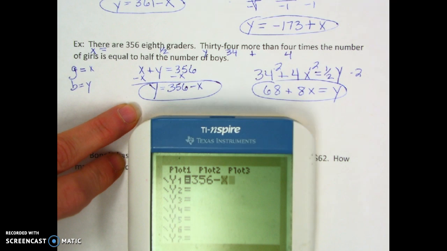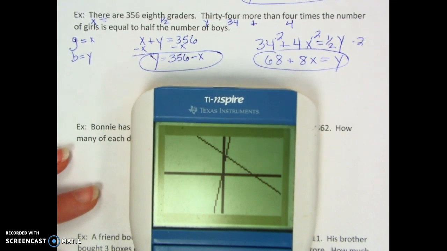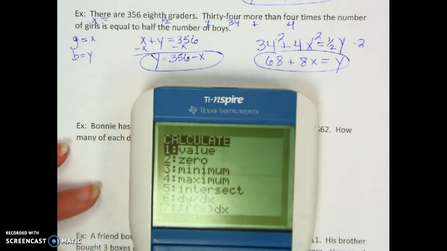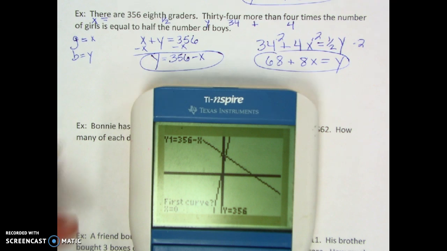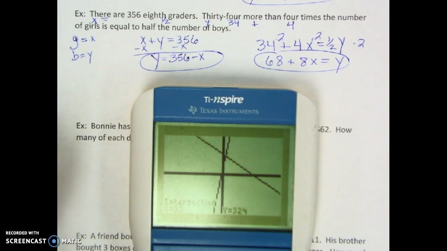356 minus x and 68 plus 8x. All right, and we'll see if we can see them or if we're going to have to zoom somewhere. There we go. There's the two lines. So now I need to find the point of intersection. So I do this calc, intersect. There's my first equation. There's my second equation, I guess.